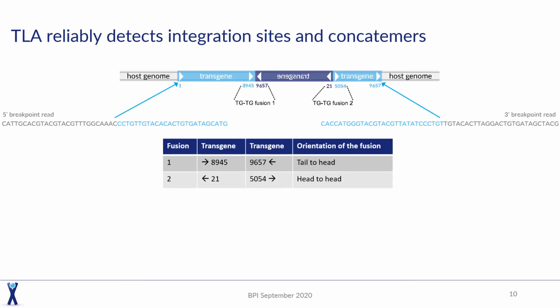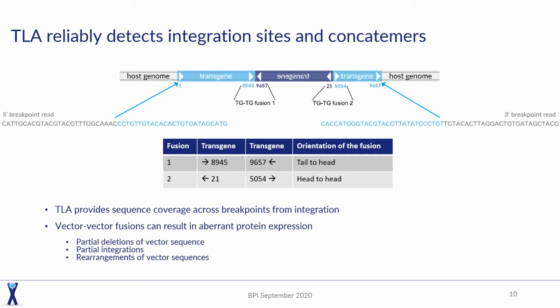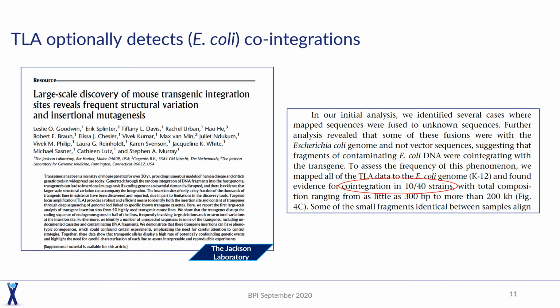Besides the genome-wide coverage plots, TLA generates very, very high coverage, over thousands of times of reads on each position, which allows us to very reliably determine the exact breakpoint read, so the exact integration site on a single nucleotide level. And similarly, if you have multiple copies integrated at a single site, we can in one go determine these concatemers and see whether, for example, any partial transgene copies are present. That might lead, of course, to aberrant proteins being expressed.